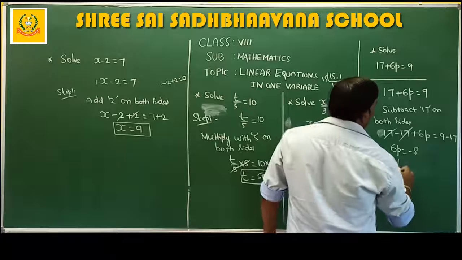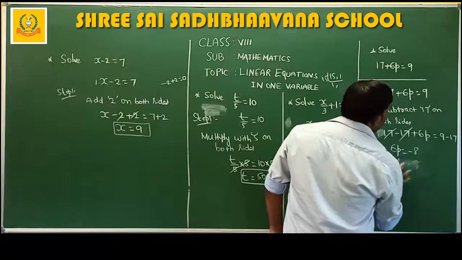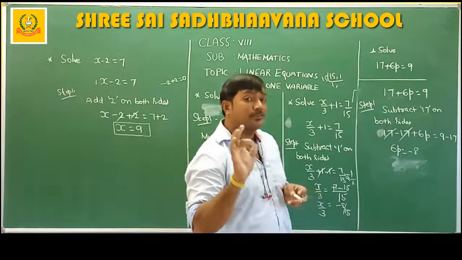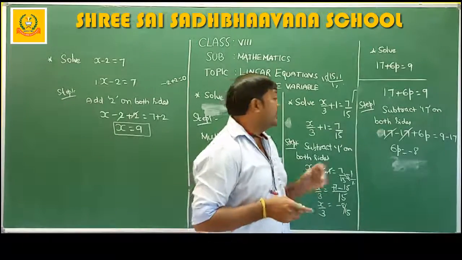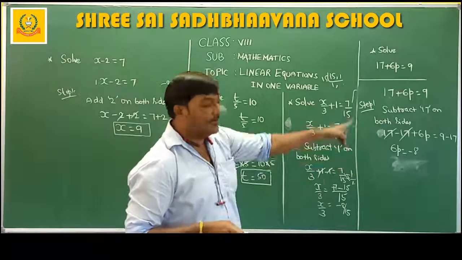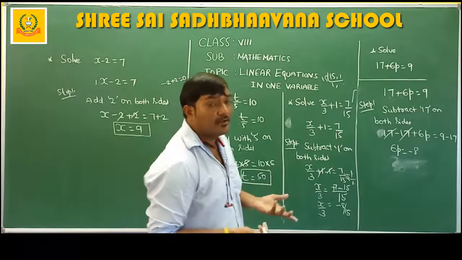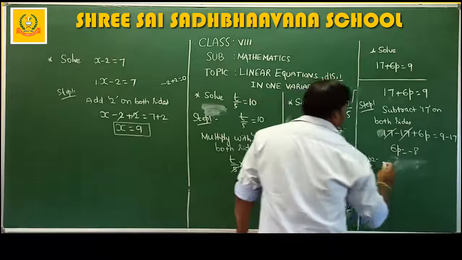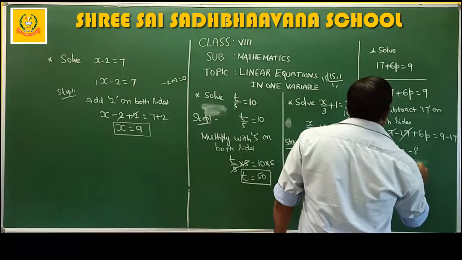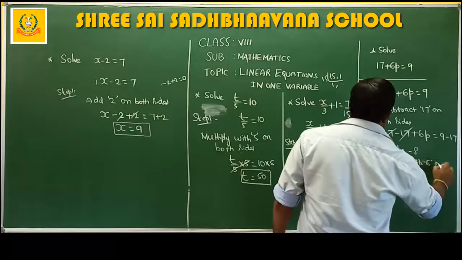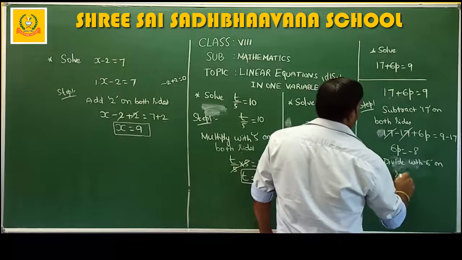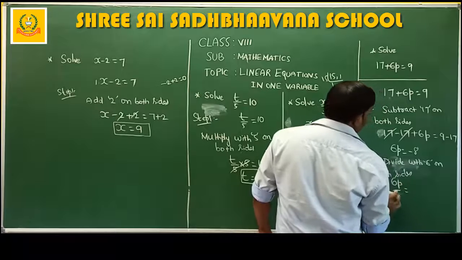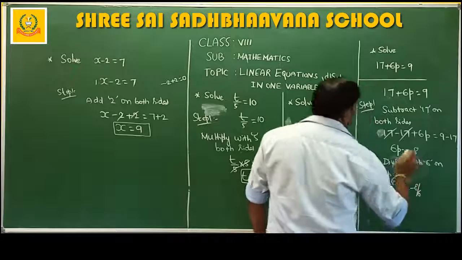Got it? So p is equal to, here again the coefficient of p is 6. So what we need? We need just p. We don't want 6p. Earlier 3 was in the denominator, so that is why we multiplied. Here 6 is in the numerator, so we have to divide to get p. So divide with 6 on both sides. When you divide with 6, you get 6p divided by 6, which is minus 8 divided by 6.